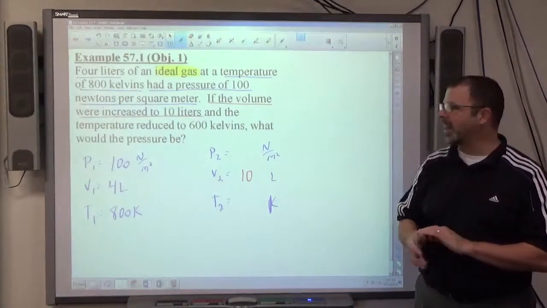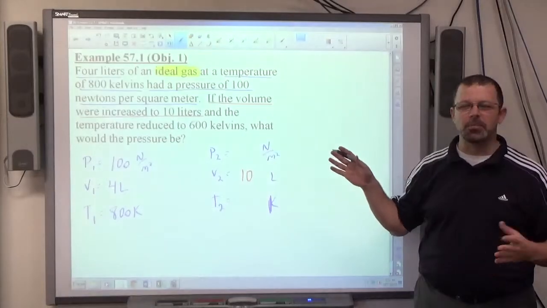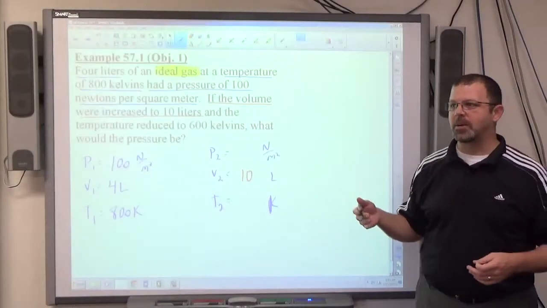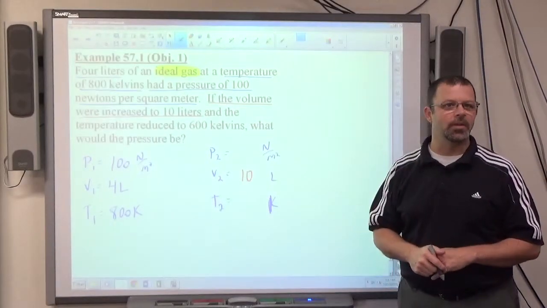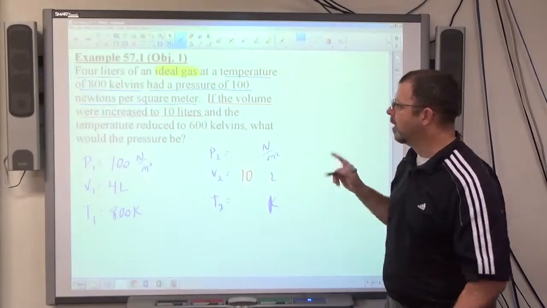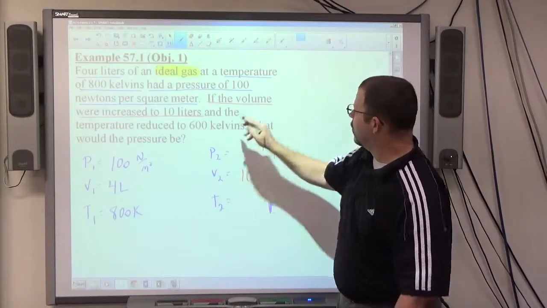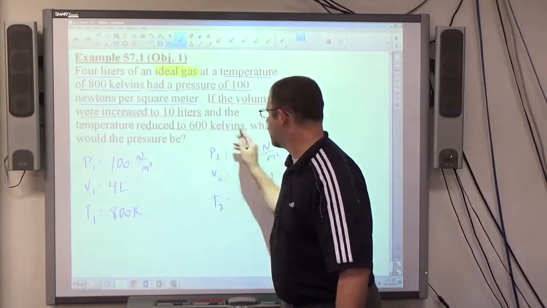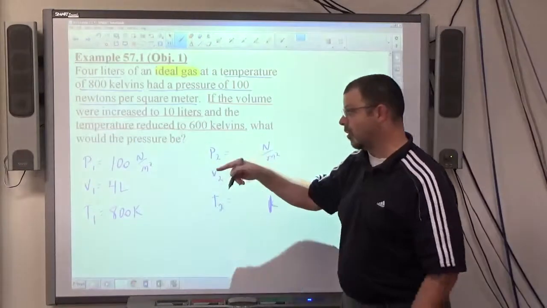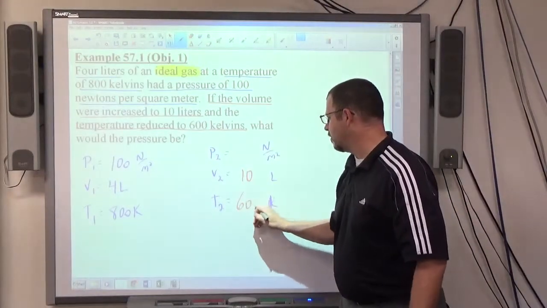Increased by 6. Again, is it going to happen anytime soon? Probably not, but it's going to happen at some point because I remember it happening at least once or twice and people getting wrong answers because of it. So just be cautious how they're increasing or decreasing. The temperature reduced to 600 kelvins. So again, reduced to, not reduced by. So they're just giving us the new temperature.